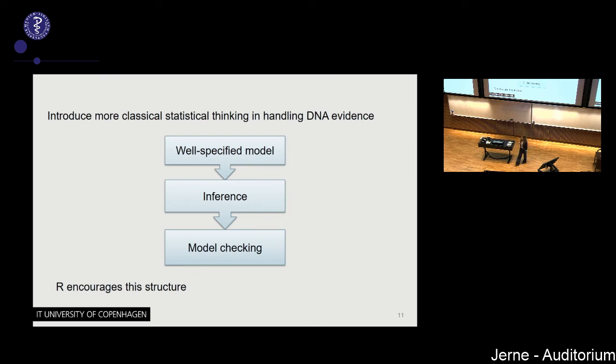And I wanted to introduce this more statistical way of thinking about DNA evidence and how it was actually handled for court. And by that, I mean something like: we have a well-specified model, as in I can write it down in a research paper, and someone else can read it and understand exactly what the model says. And there is some sort of inference, like you determine the parameters, for instance maximum likelihood parameters. And you do your sanity check to see that the model you have then fitted to data also makes sense. And what I found is that R really encourages that sort of structure.